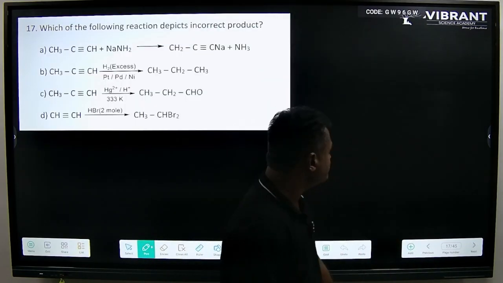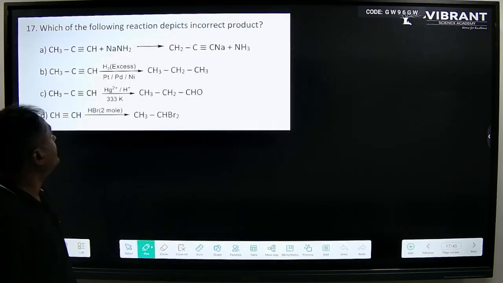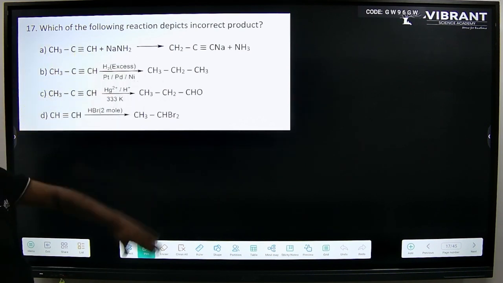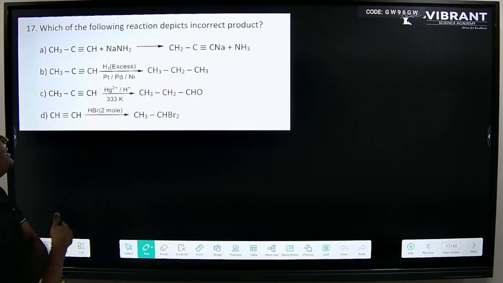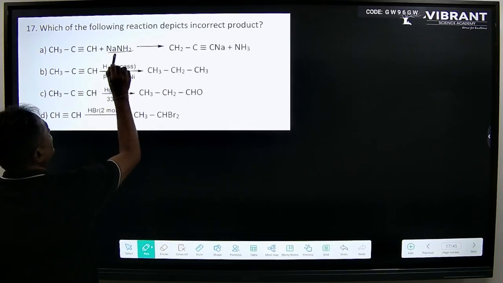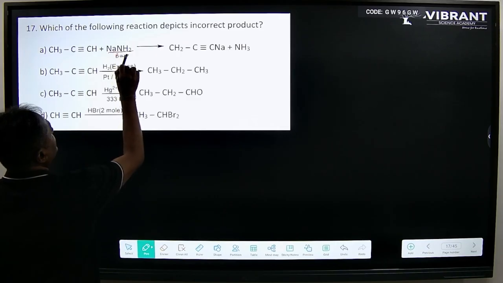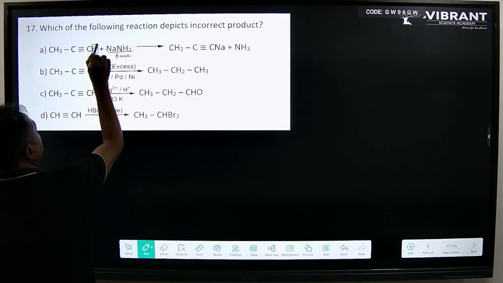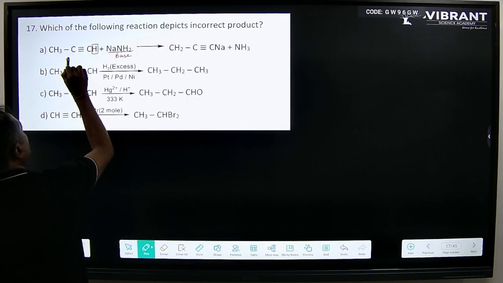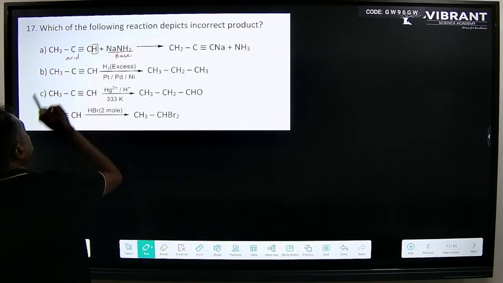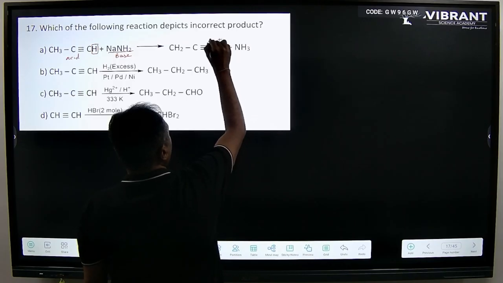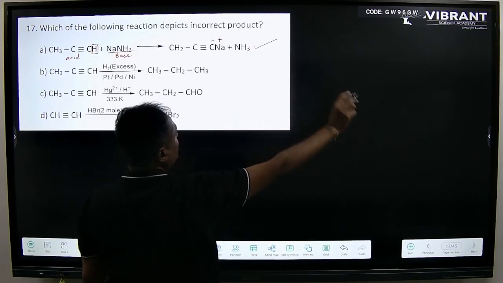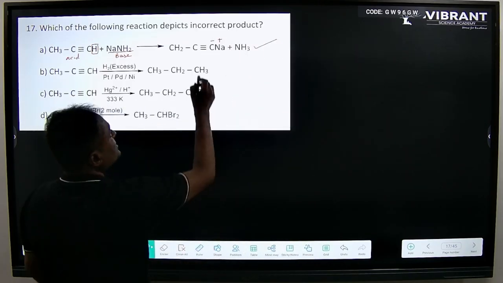What we have? Okay. Which of the following reactions depict incorrect product? Now, child, the first reaction what you can see is, I think this is given to you as a base. And you know that this is nothing but a terminal alkyne, and terminal alkynes are acidic in nature. So, when an acid and base react, it is going to give you a salt. This is one of the very common reactions, child. So, it is a correct reaction given to you, correct, and we have to find out what is incorrect.